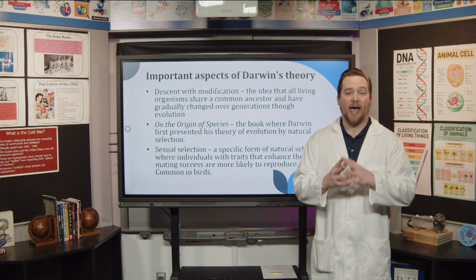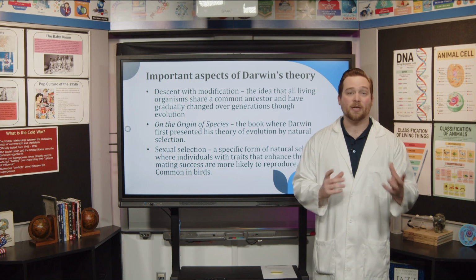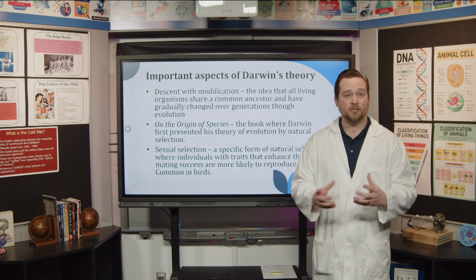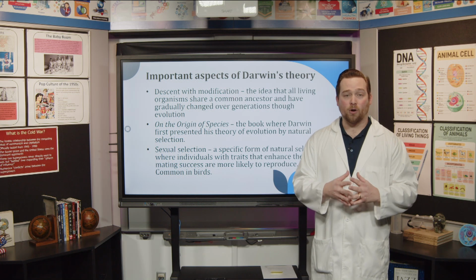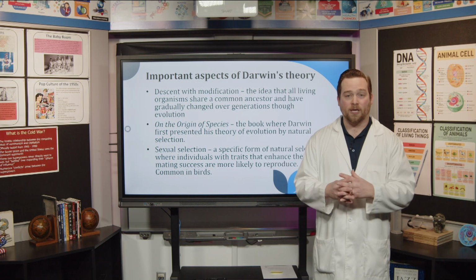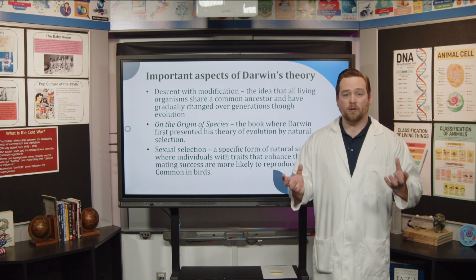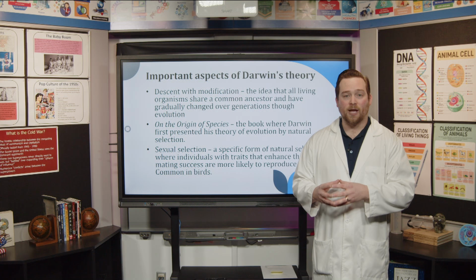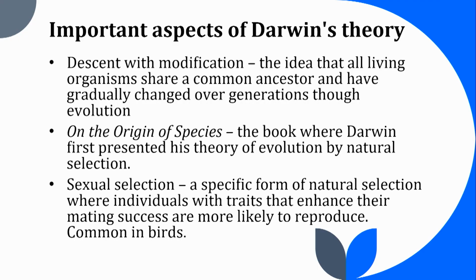So here are some important aspects of Darwin's theories. These are some things that might be misunderstood, or some misconceptions about his theory of evolution that I wanted to talk about, okay? One thing that I really need us to know is this term descent with modification. This is the idea that all living organisms share a common ancestor and have gradually changed over generations through evolution. Again, we think that if you go back far enough, you would be able to find one organism that was using cells and had DNA in its cell. That's the last universal common ancestor for all organisms today.